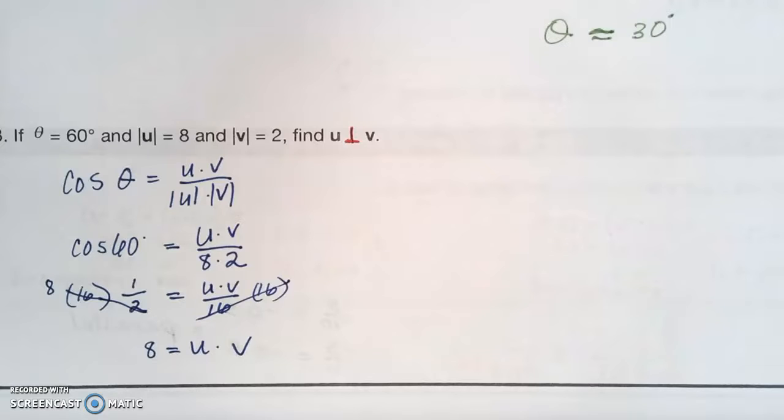So the first step, I would say write down that formula. Second step, plug in all the information you know. So you know the angle measure, plug it in. You know the magnitude of u, which is 8. You know the magnitude of v, which is 2. And then you just simplify and do inverse operations until you get u dot v by itself. So if 8 times 2 is 16, you have a 16 in that denominator. So multiply both sides by 16. Half of 16 is just 8. That means u dot v, or the dot product, is 8.